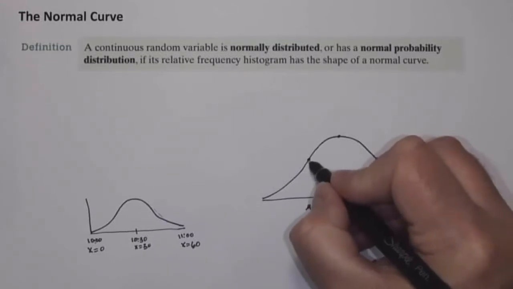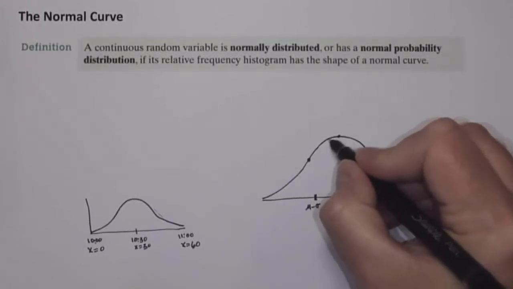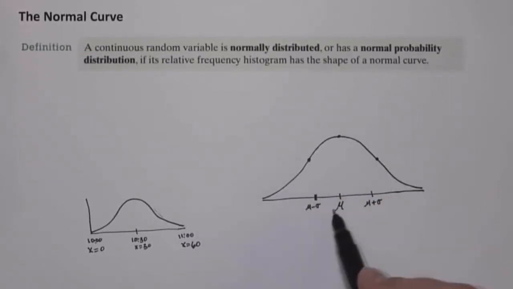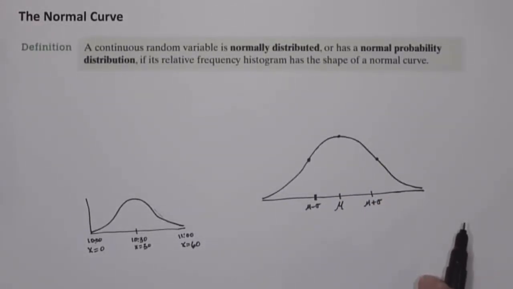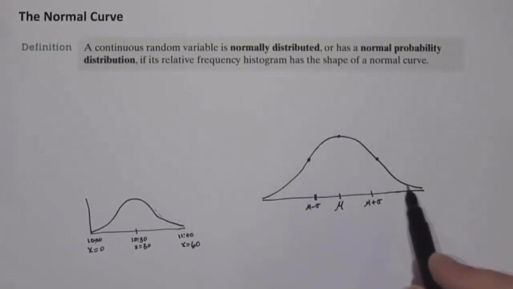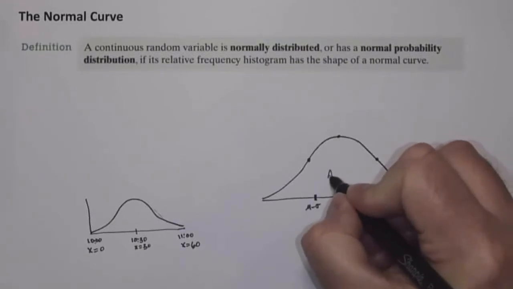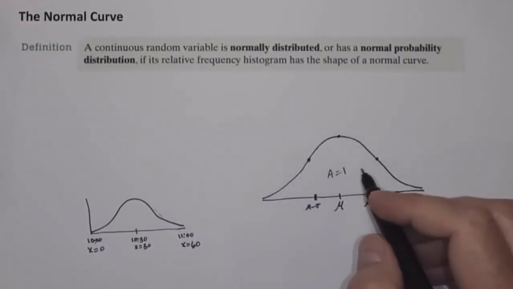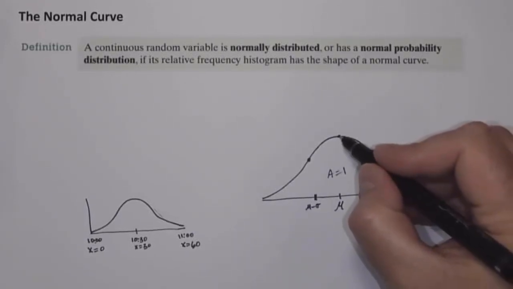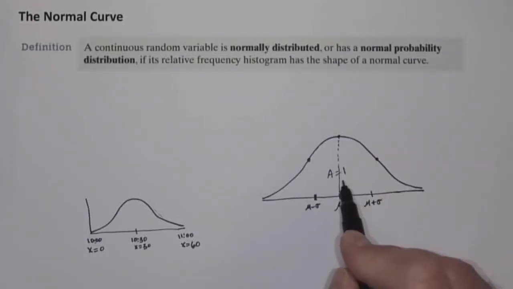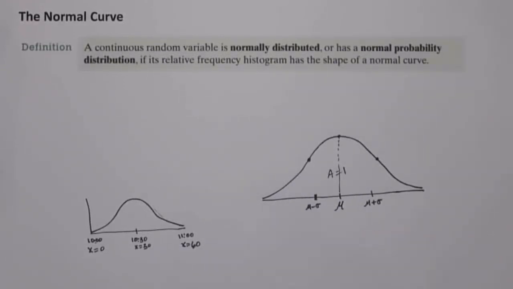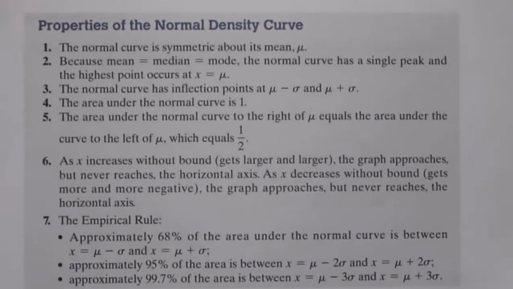So we have an inflection point here because we're going from curving up to curving down. And then again, we have this inflection point here. And those inflection points occur exactly one standard deviation from the mean. Now the total area beneath this normal curve has to equal 1 because it's a probability density function. Okay? So by symmetry, the area to the right of the mean is going to be 1/2, and the area to the left of the mean is going to equal 1/2 as well.